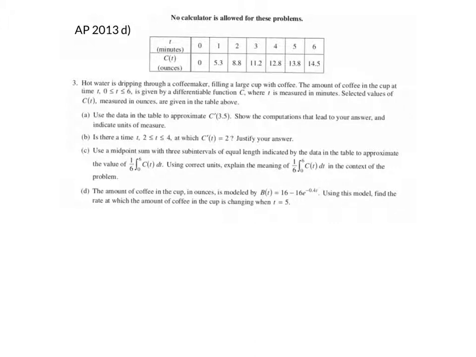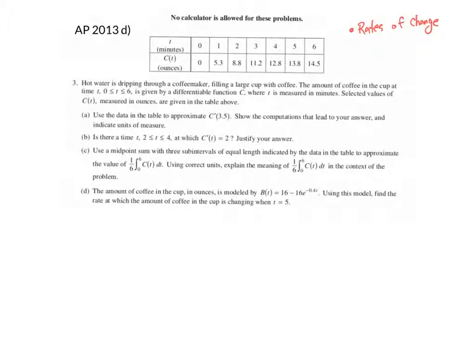Okay, welcome back. So in this last subpart, part C, we were asked some more difficult questions about rates of change and interpreting rates of change, and that's just what we will do. So in part D here in 2013, let's first look at the context. It says hot water is dripping through a coffee maker, filling a large cup with coffee. The amount of coffee in the cup from 0 to 6 is given by differentiable function c. And then we see values of c up in the table above right here. Maybe you've worked with this problem before in the other questions.